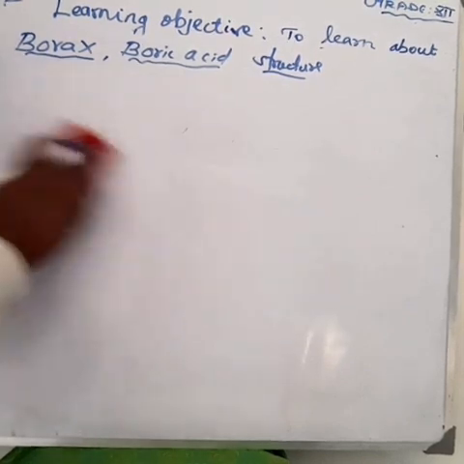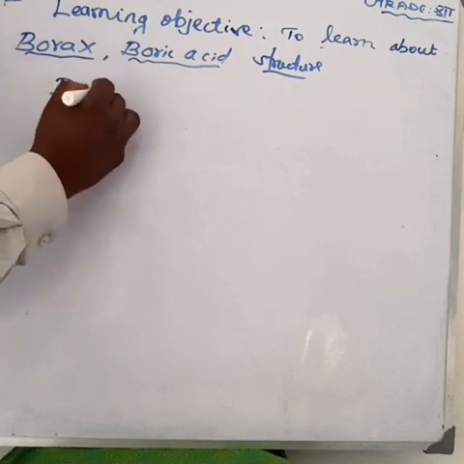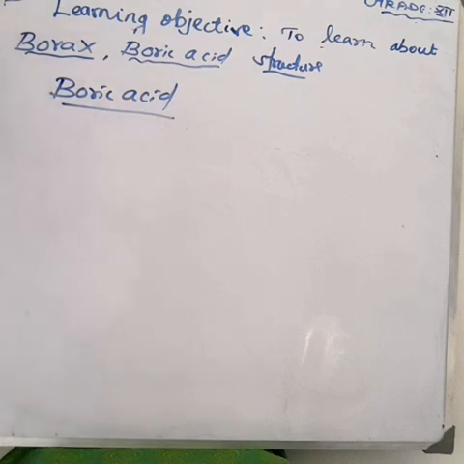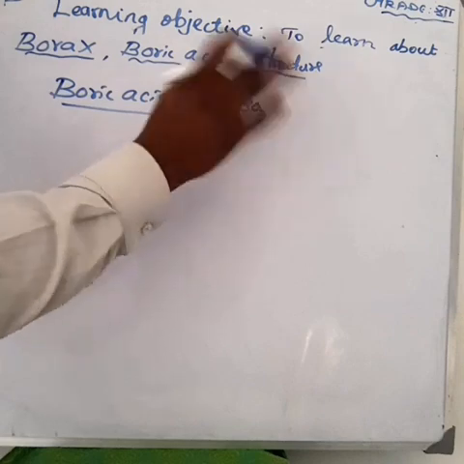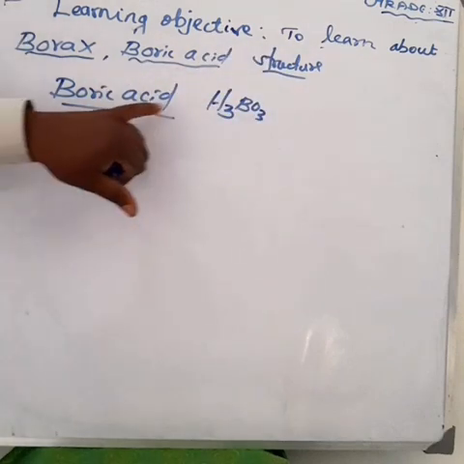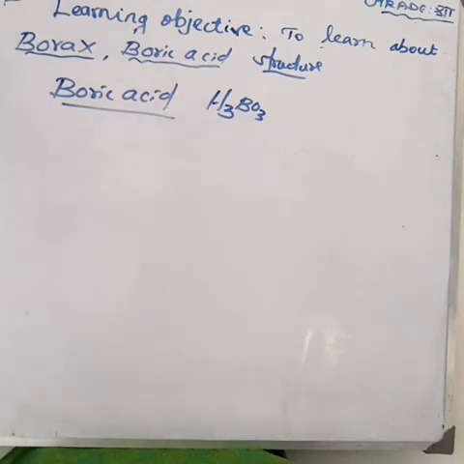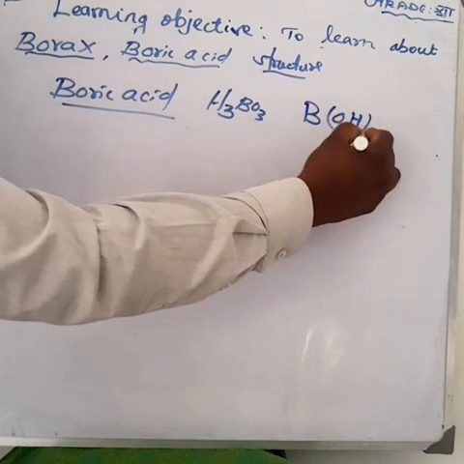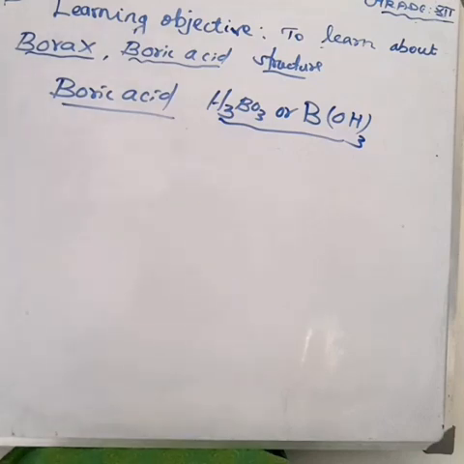Next, we can discuss boric acid. What is the formula for boric acid? We already learned thoroughly: H3BO3. Otherwise, it can be written as B(OH)3. Both are correct. Boric acid, what is the formula? H3BO3 or B(OH)3.